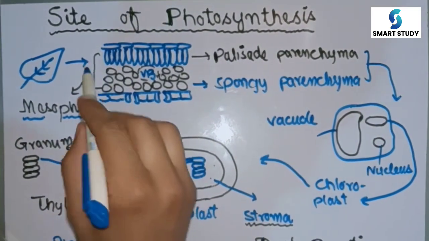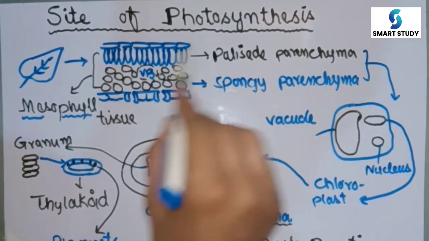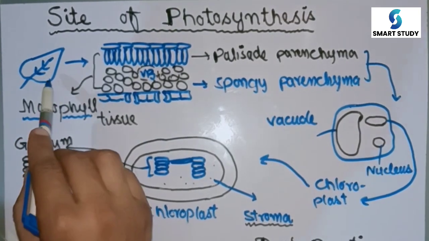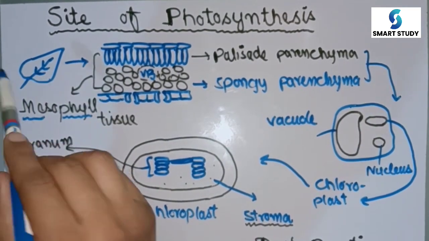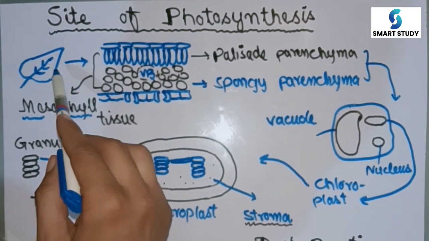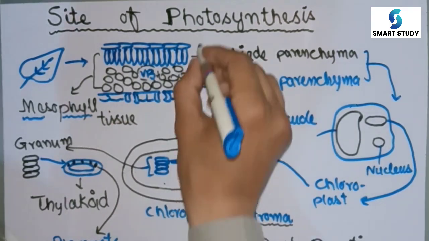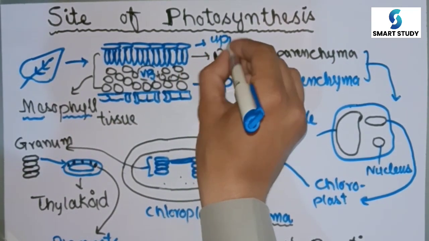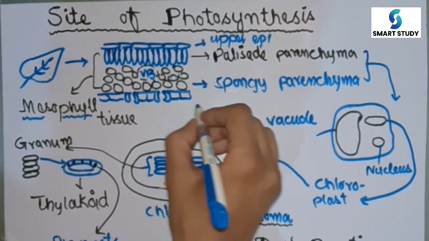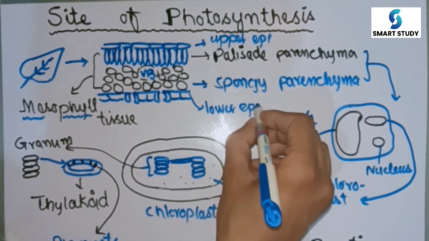So now let's review today's topic, that is the site of photosynthesis. As we know, photosynthesis takes place in green parts of the plants, that can be leaf or herbaceous system. So we take a structure of a leaf. Inside of a leaf, at the upper side the upper epidermis is present, and at the lower side we can find the lower epidermis.